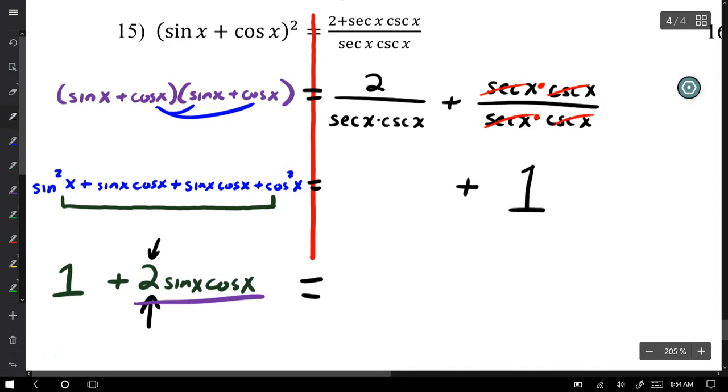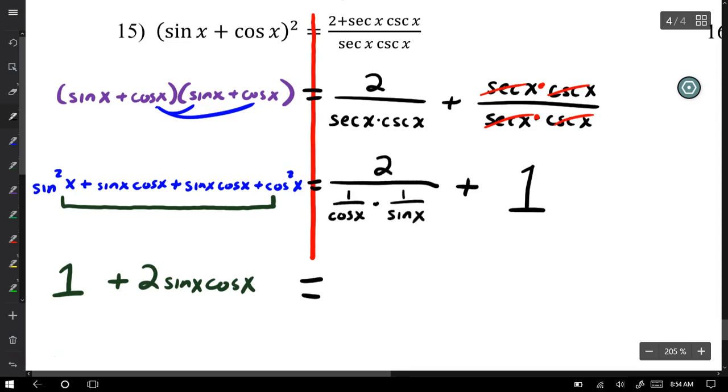Well, on the left side, I have sines and cosines. On the right side, I have secants and cosecants, which aren't going to work. So I'm going to do this: 2 over 1 over cosine of x times 1 over sine of x. So that plus 1 is simple.